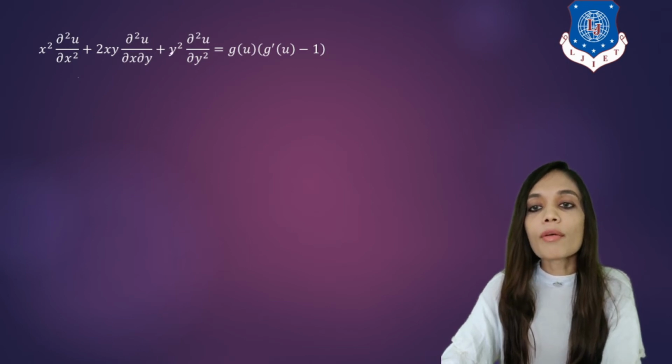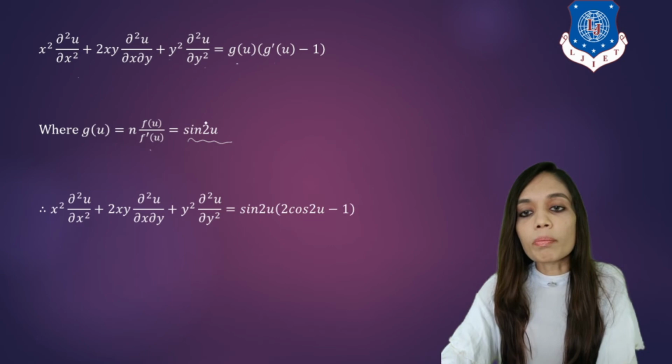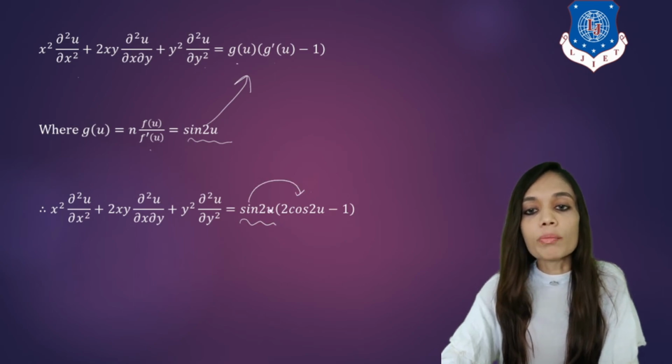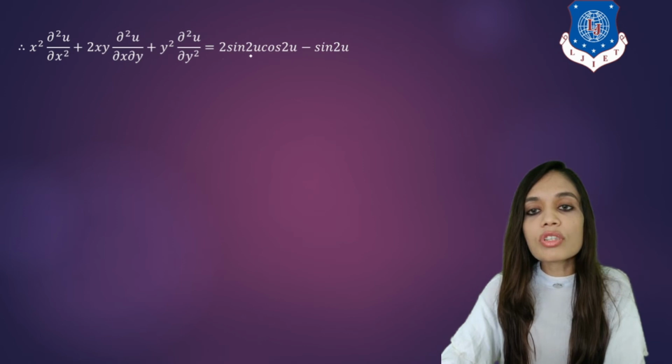upon del x del y plus y square del square u upon del y square, that is given by g of u into g dash u minus 1. But what is your g of u? So g of u is n f of u upon f dash u, that we have already found out, that is sine 2u. So replace sine 2u in the above equation. On replacing you will get sine 2u and the differentiation of this will be 2 cos 2u minus 1. Now open the brackets and simplify. So you will get 2 sine 2u cos 2u minus sine 2u.